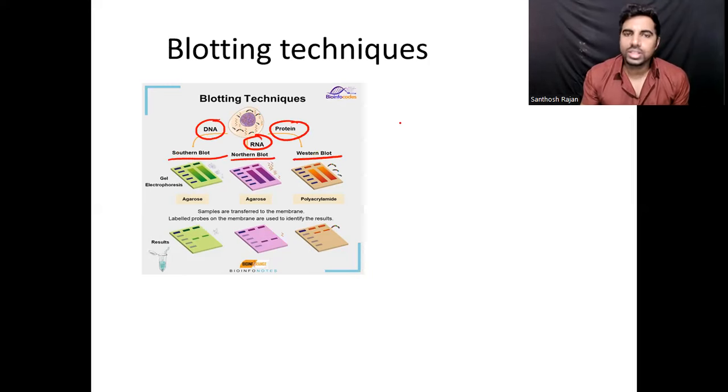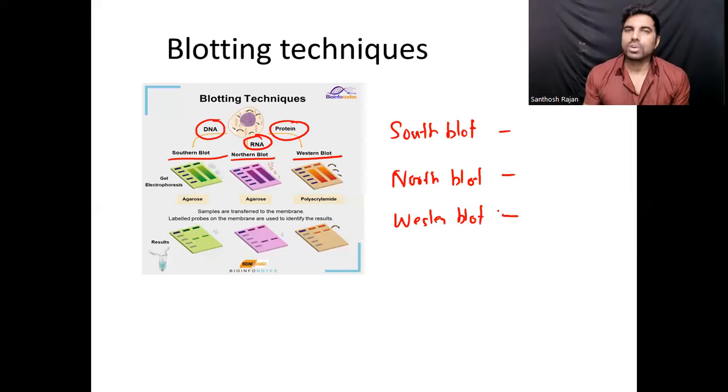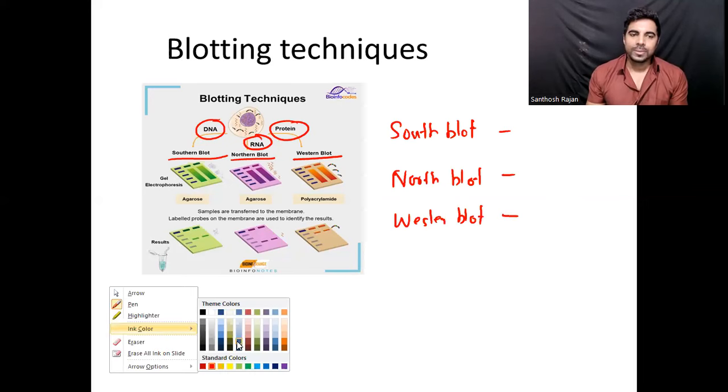So how do you remember this? You know that already, I don't even have to say. Southern blot, Northern blot, and the Western blot. These are the three most important. Eastern blot is also there, but I'm not going to stress on that. That is not that important here actually.